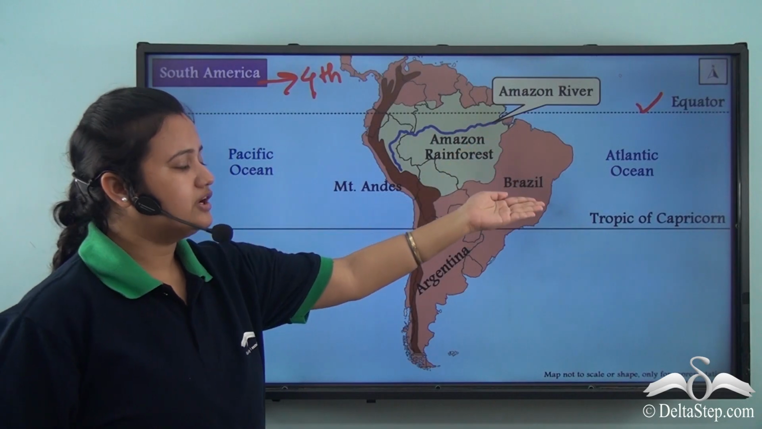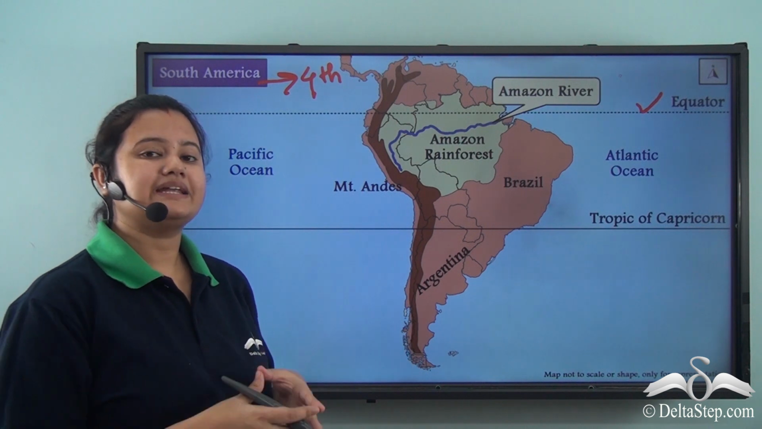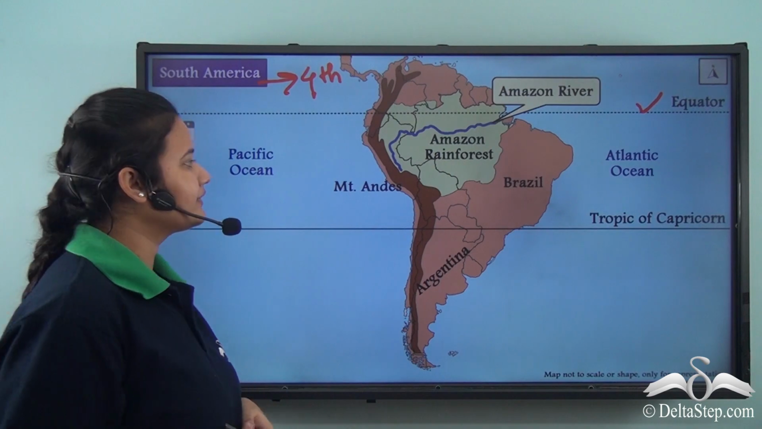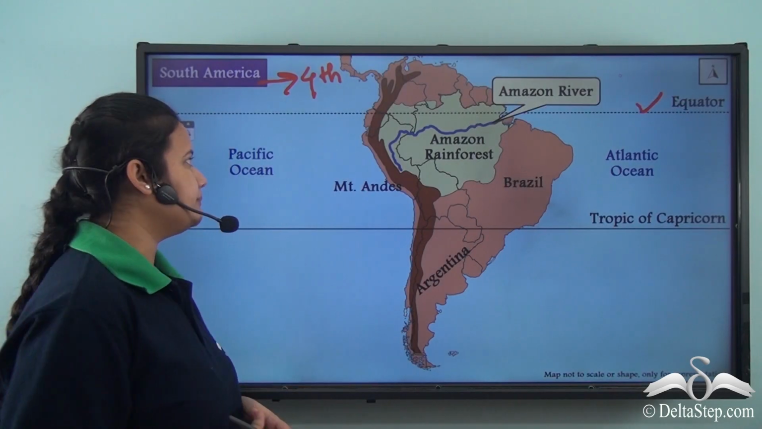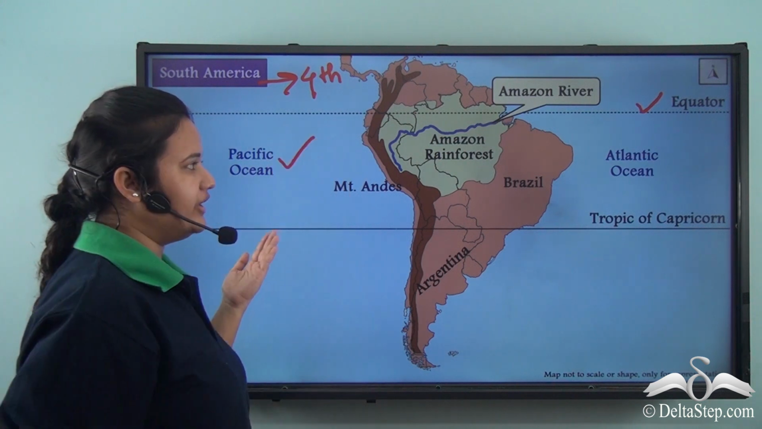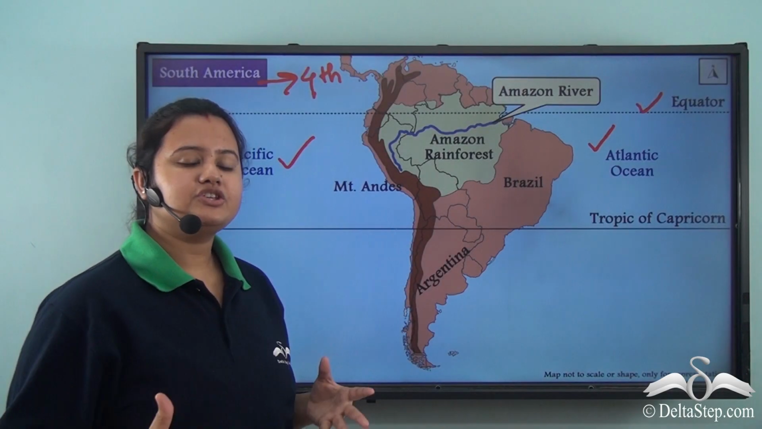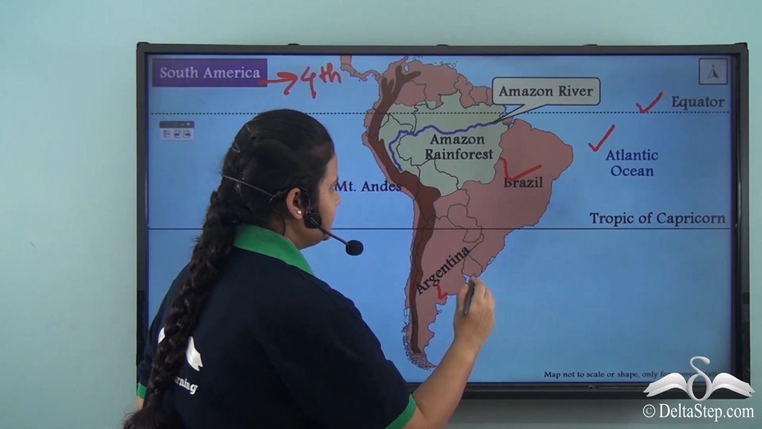Apart from the equator, the Tropic of Cancer also passes through this continent and it passes exactly through the middle of South America. This continent, as we can see here, is bounded by the Pacific Ocean in the west and the Atlantic Ocean in the east. Some of the major countries of this continent are Brazil and Argentina.